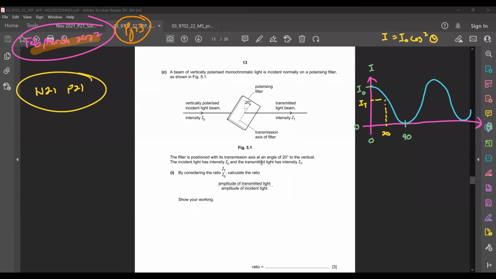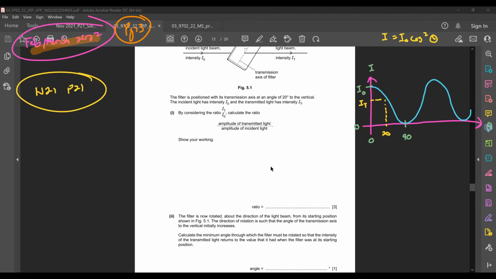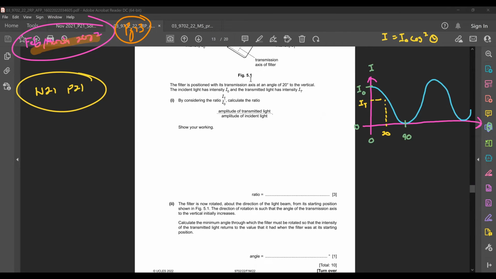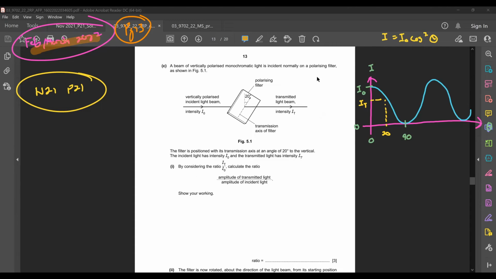Okay, right. Under the February-March 2022 paper, the structure question that we did last week, under the topic of polarization, there was one small part that I did not manage to sort out with you last week. Okay, so let's revisit that question for a little. Right, so the question was that you have a beam of vertically polarized monochromatic light that's incident normally on a polarizing filter, as shown in the figure here.